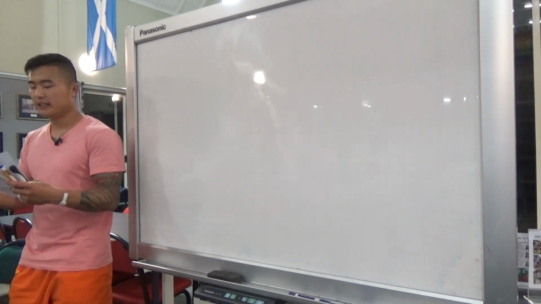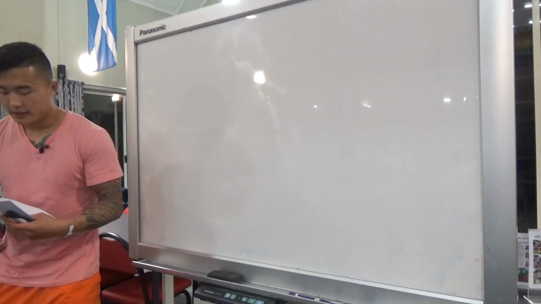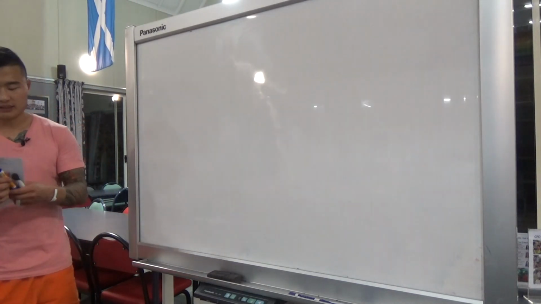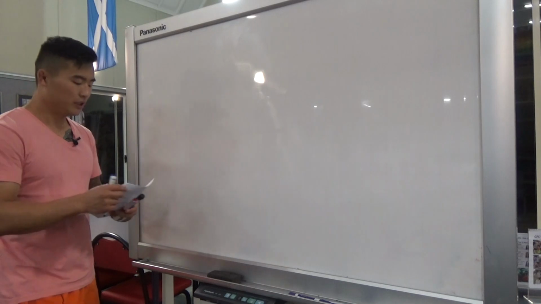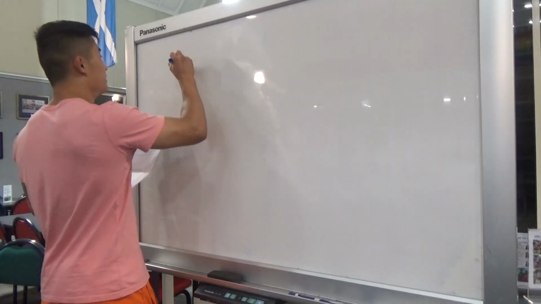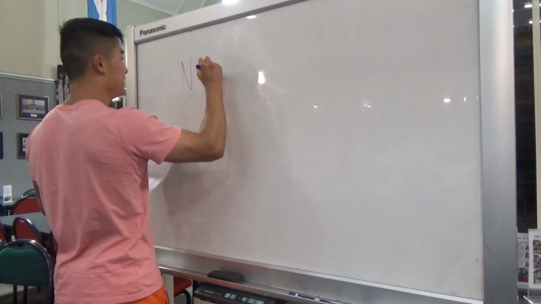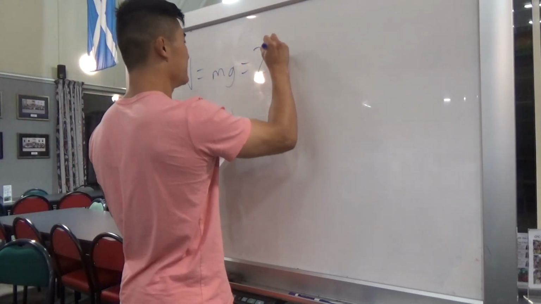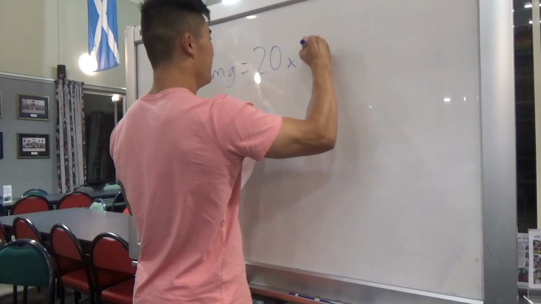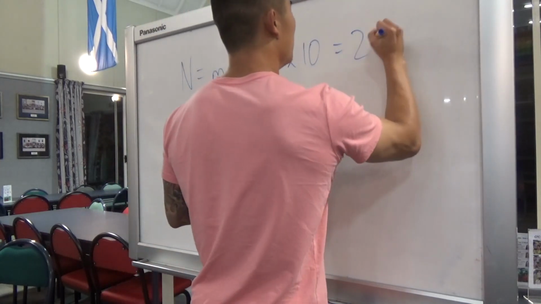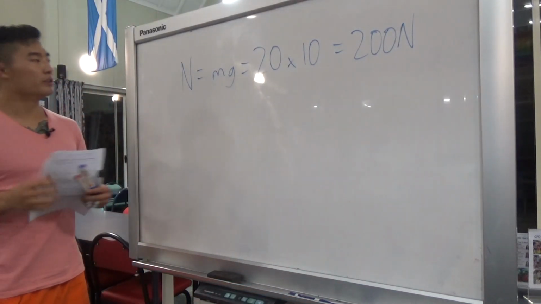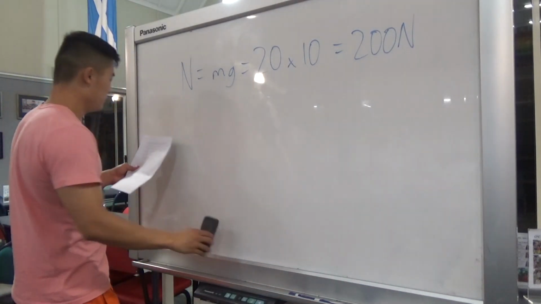So we'll look at option A. The normal reaction from the floor is about 200 newtons. So we're just talking about the box here. So the normal force is just equal to mg. So we know that the mass is 20 kilograms multiplied by gravity. So that's going to be 200 newtons. So option A is true. So we'll move on. Option B.